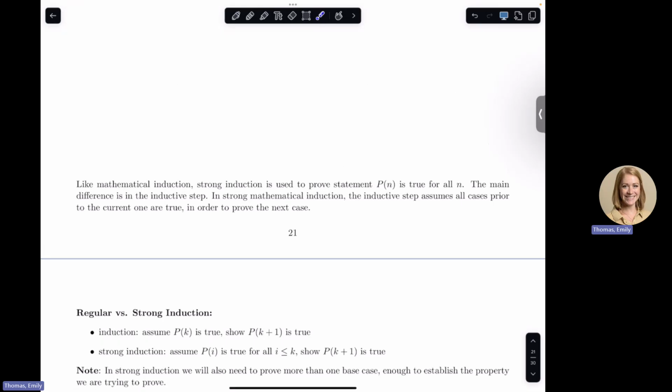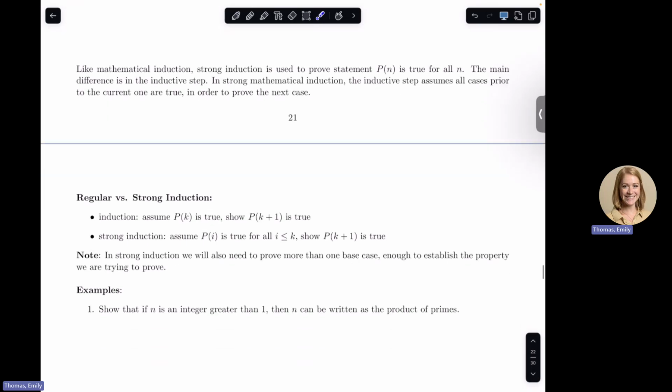Well, we are going to do some strong induction examples because you're like, well, what are we going to do? Strong induction. We will. Don't worry.